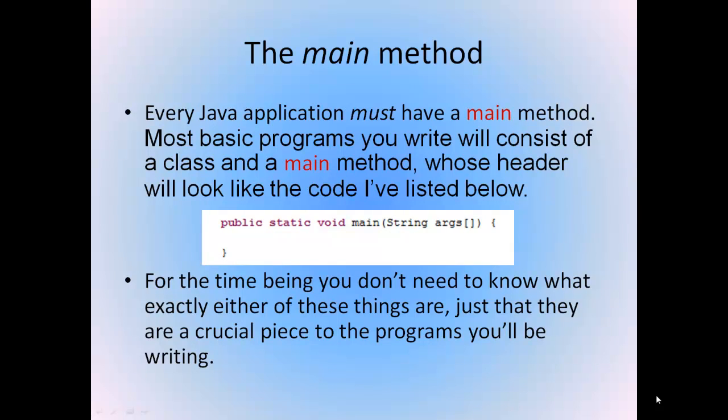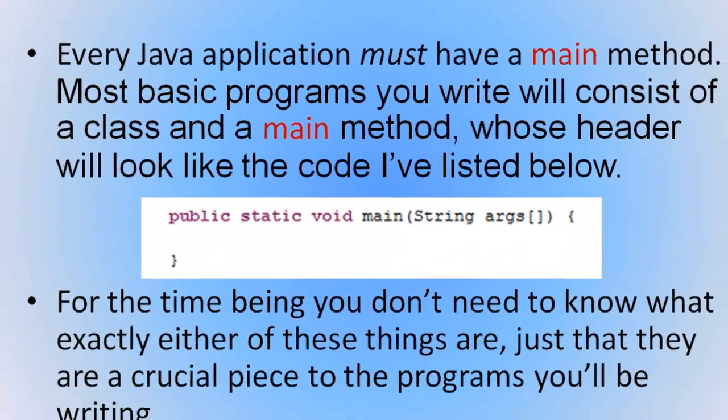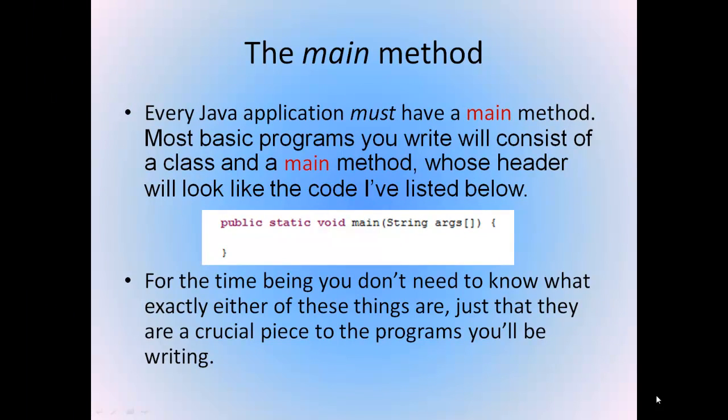We'll start off by talking about the main method, since most things you'll do will take place inside of it. Every Java application must have a main method. Most basic programs you write will consist of a class and a main method, whose header will look like the one in the code below. For the time being, you don't need to know exactly what either of these things are, as they'll be discussed more in later videos. The important thing is that you know that they are a crucial piece of the programs you'll be writing.